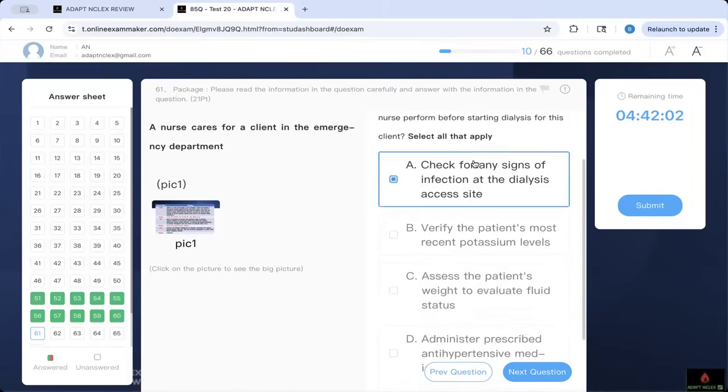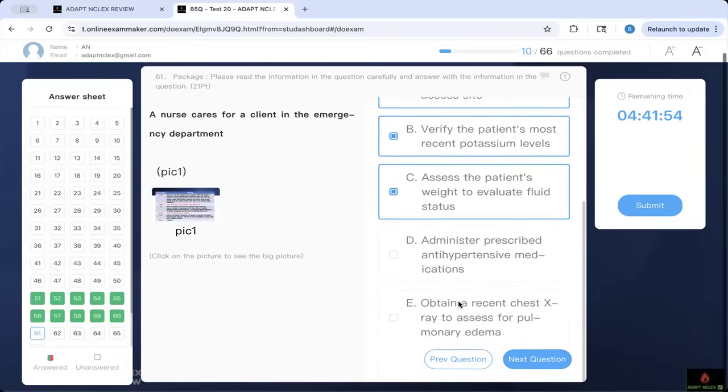Of course, signs of infection at the dialysis site. And make sure we know the patient's potassium level. And then assess the patient's weight to evaluate fluid status. You don't administer antihypertensive, they're going to get hypotensive during the dialysis. And obtaining a recent chest X-ray to assess pulmonary edema, there's no need at this point.